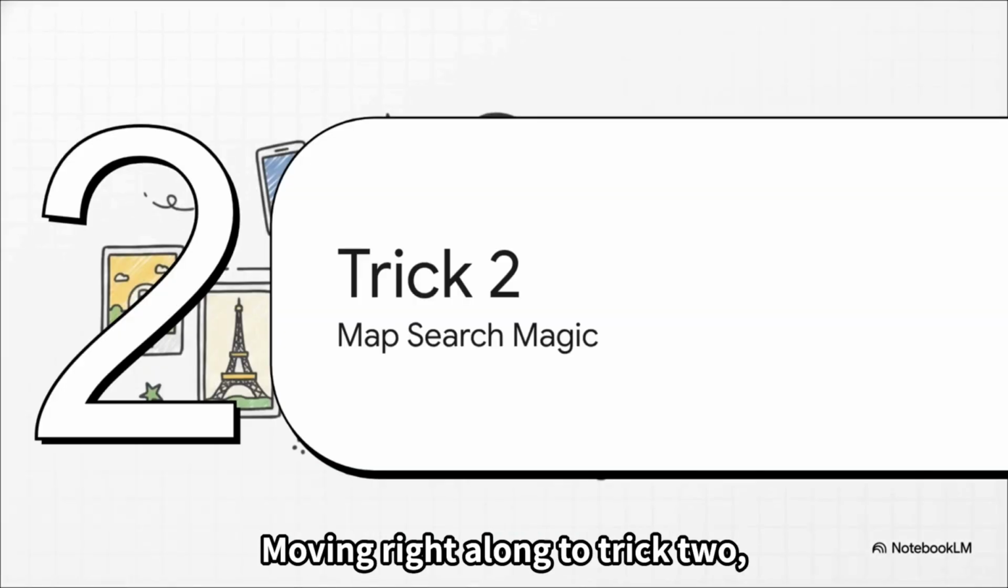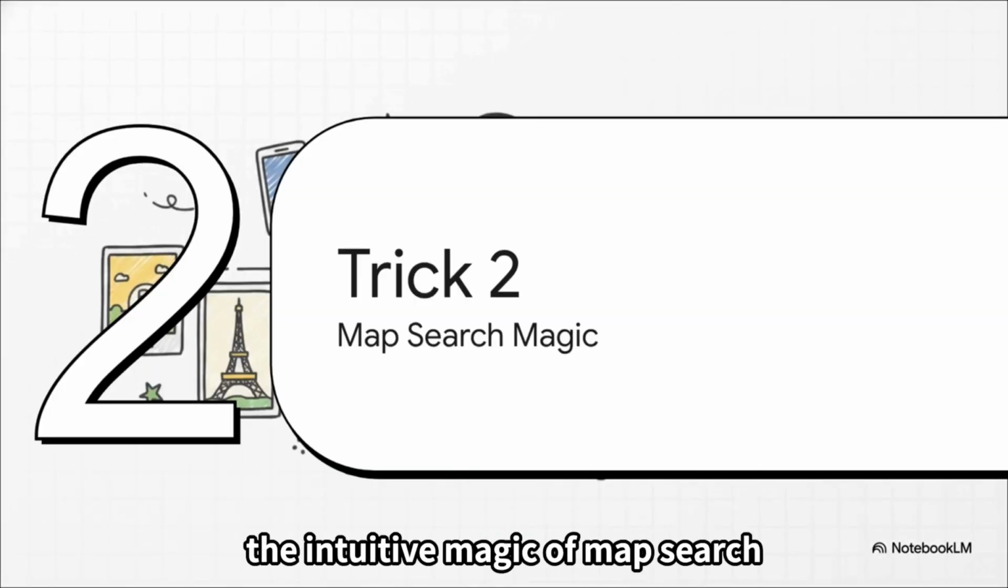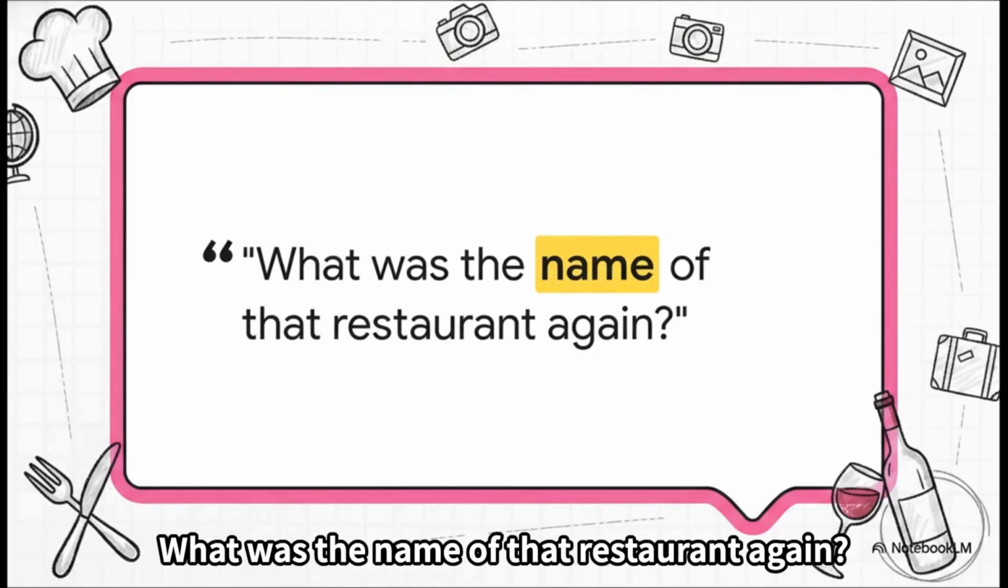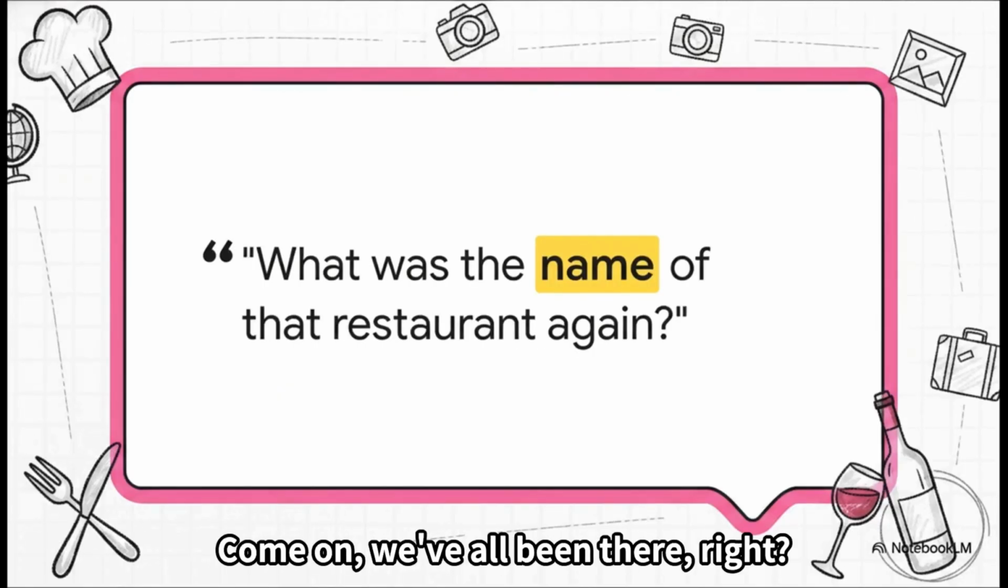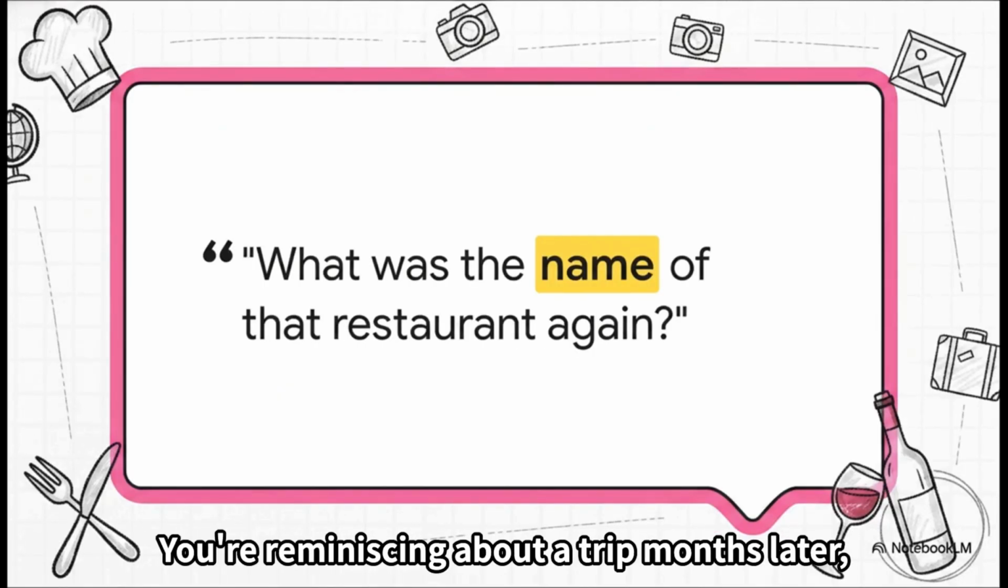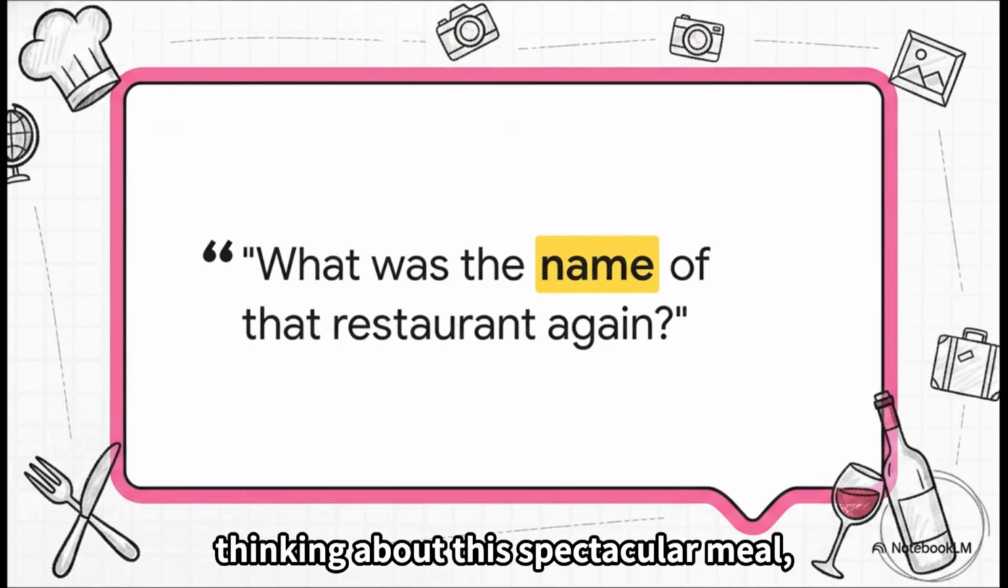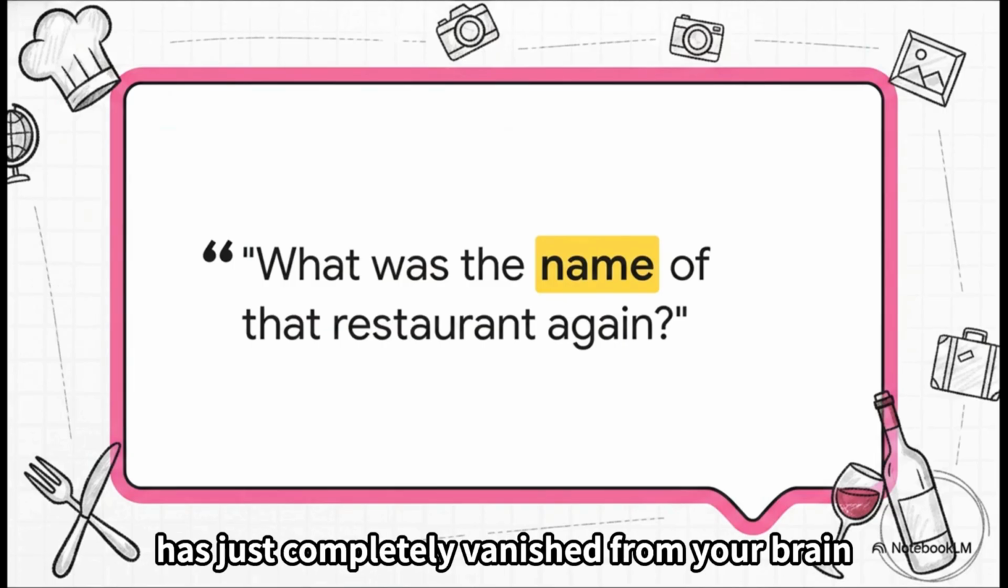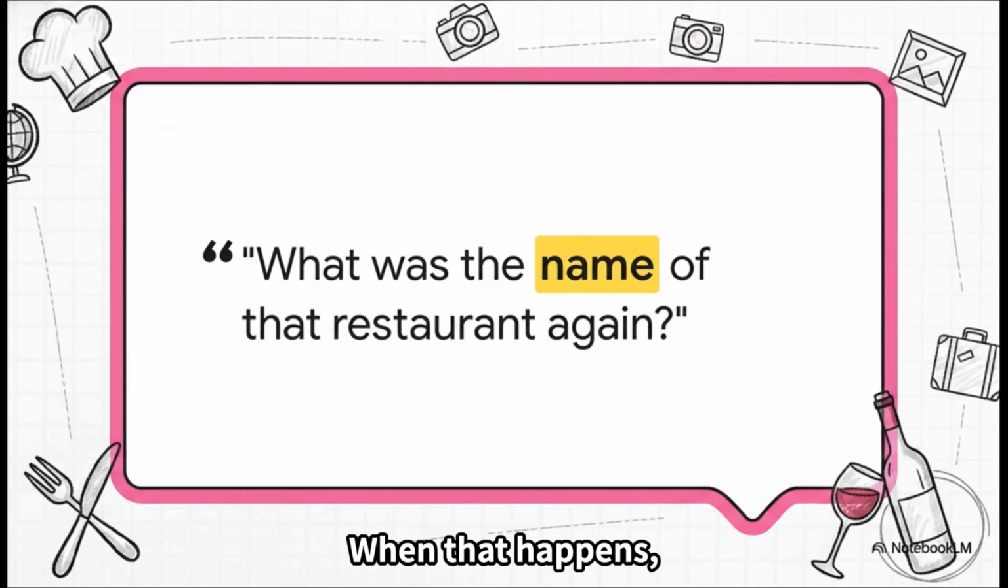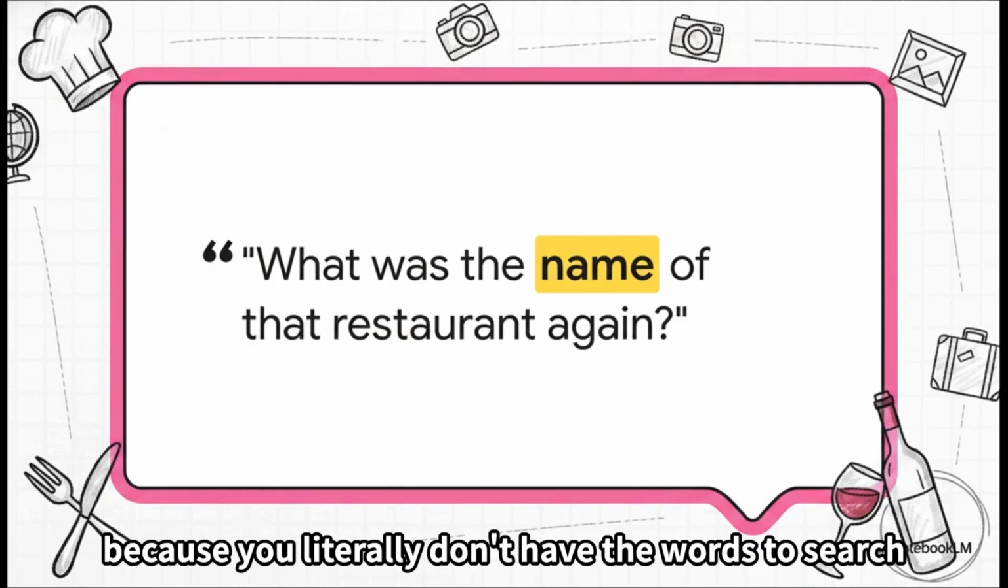Moving right along to trick 2, the intuitive magic of map search. What was the name of that restaurant again? Come on, we've all been there, right? You're reminiscing about a trip months later, thinking about this spectacular meal, but the name of the restaurant has just completely vanished from your brain. When that happens, traditional text searching is basically useless because you literally don't have the words to search for.